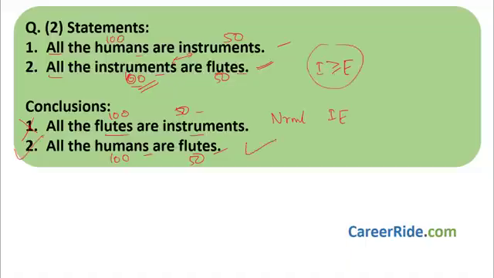So only conclusion 2 is valid. Conclusion 1 is not valid at all. Okay. Now moving on to the next question.